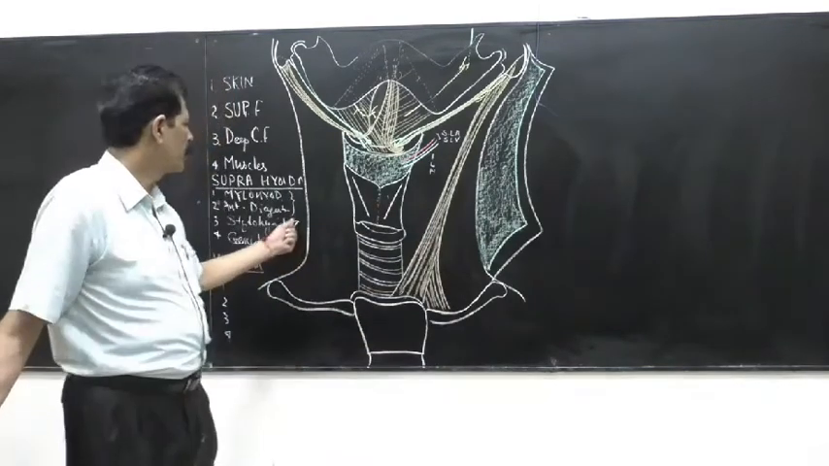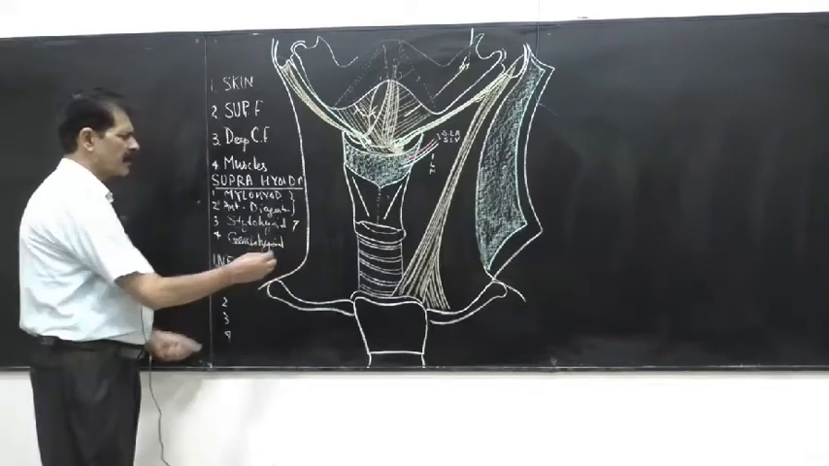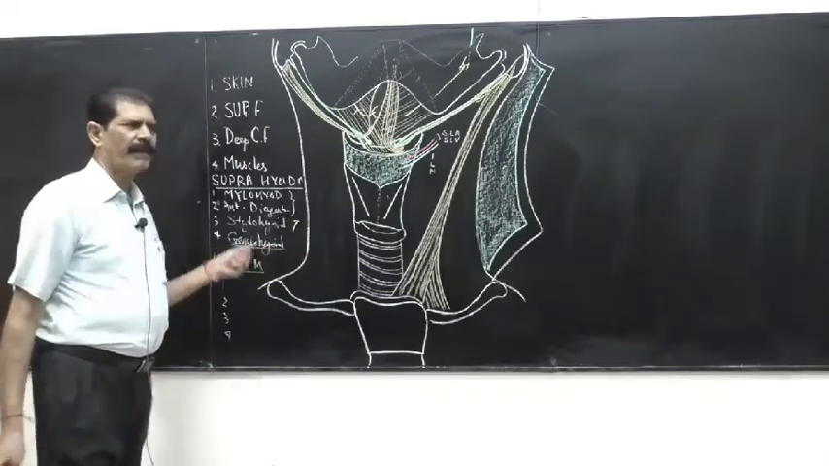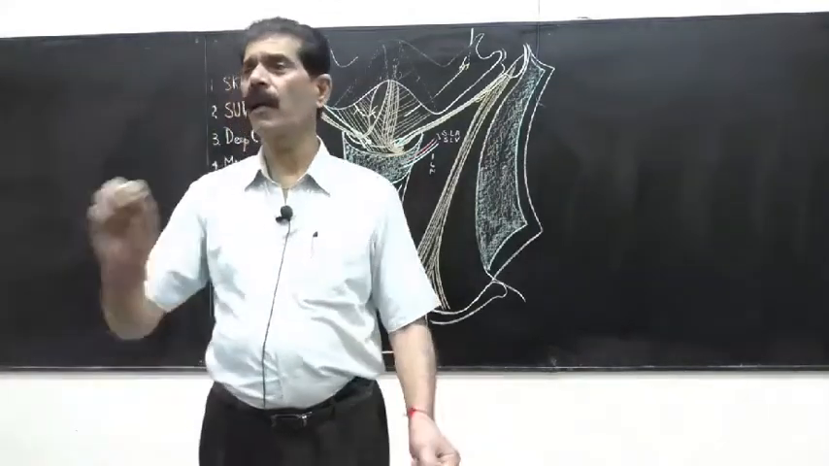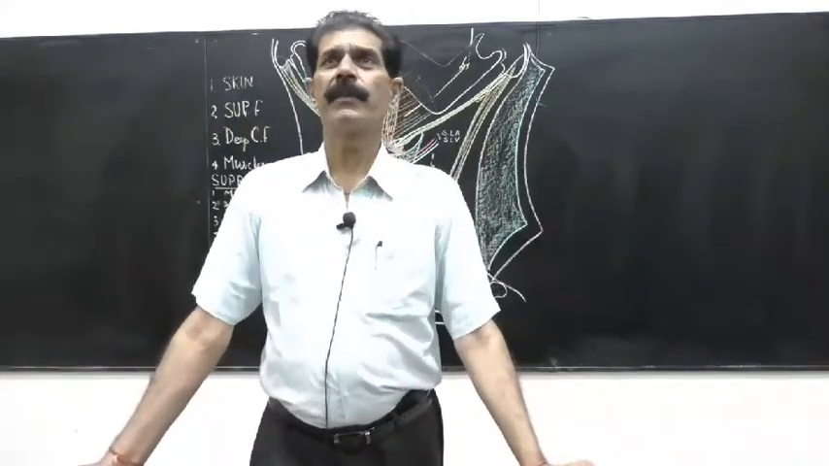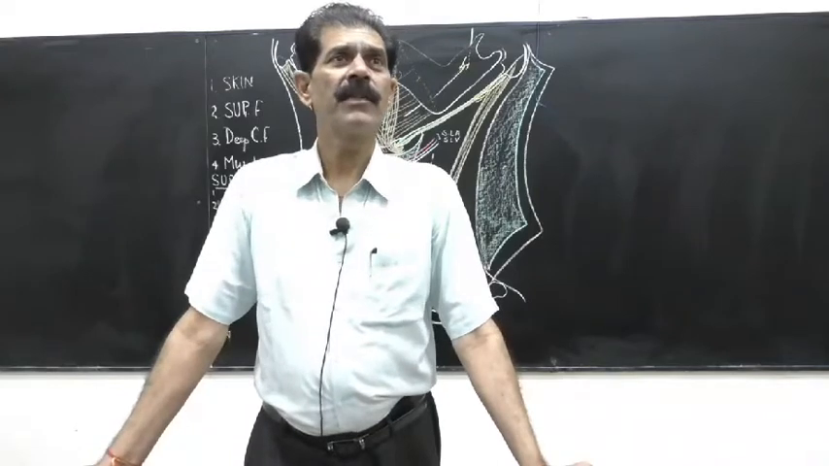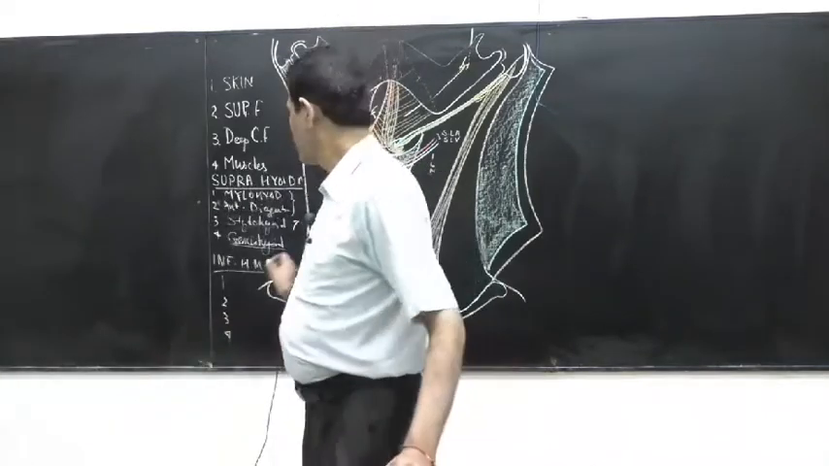So this is the geniohyoid muscle. 95% of students fail to answer the nerve supply of geniohyoid. Underline it. Geniohyoid is supplied by the C1 spinal nerve. C1.